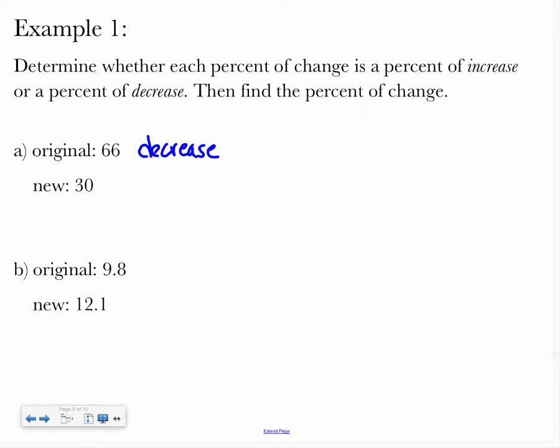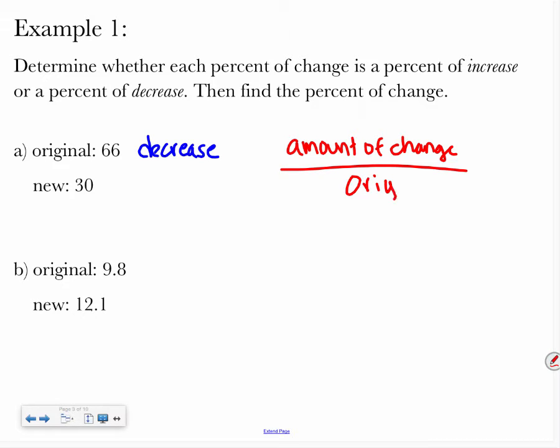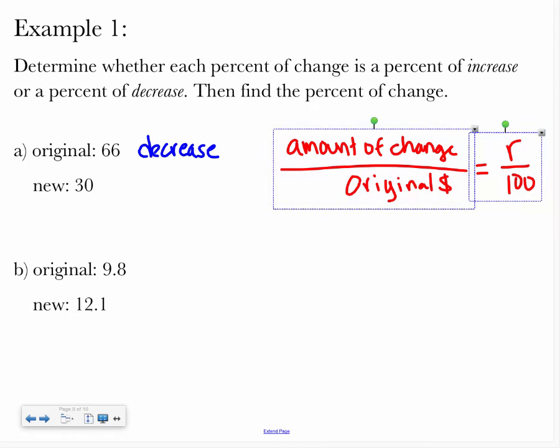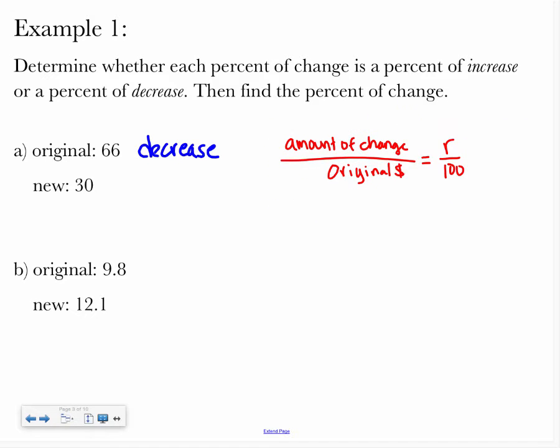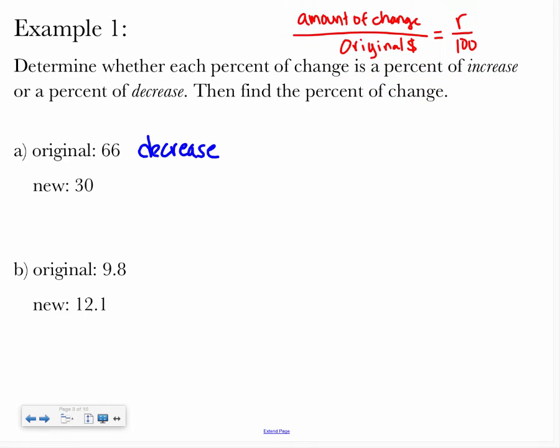The way that you do that is you put the amount of change and then you divide it by the original price. The amount of change divided by the original price, and then you set it equal to r over 100. We are going to use proportions to help us solve these. So I'm just going to quickly make these a little bit smaller so they're still on the page for you to reference, but gives myself some more room to write.